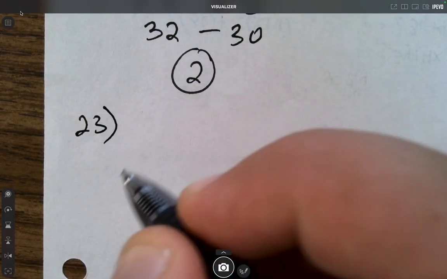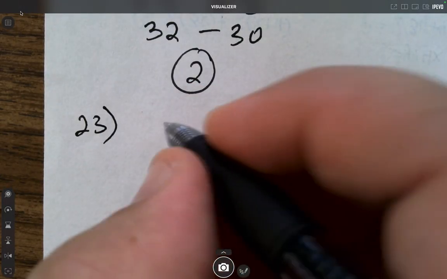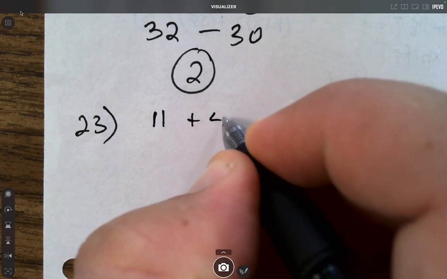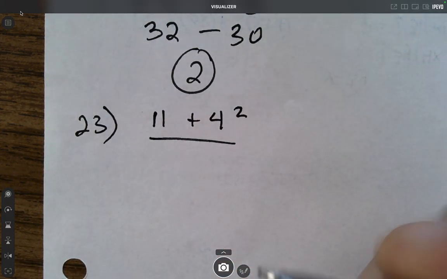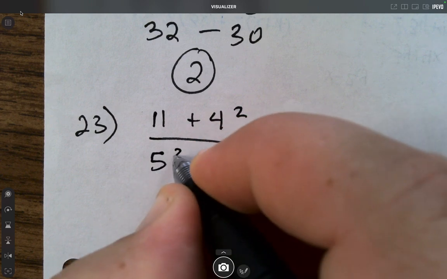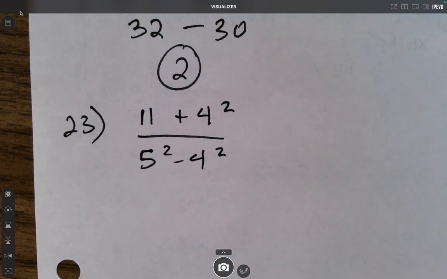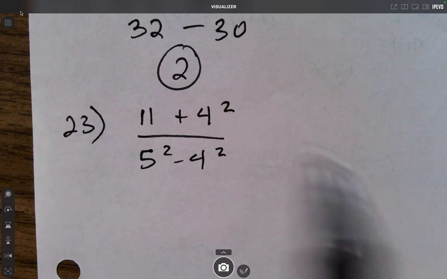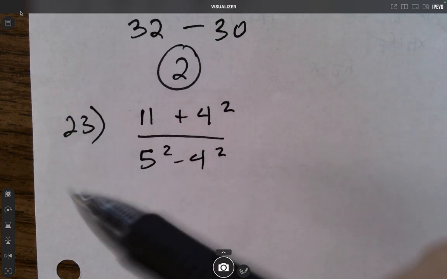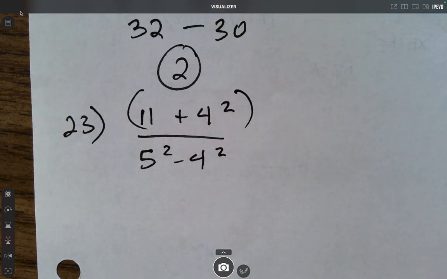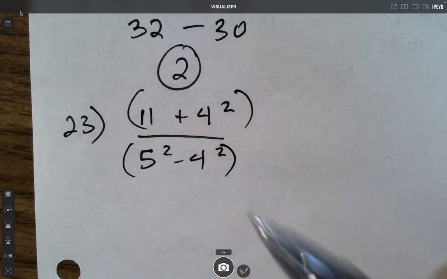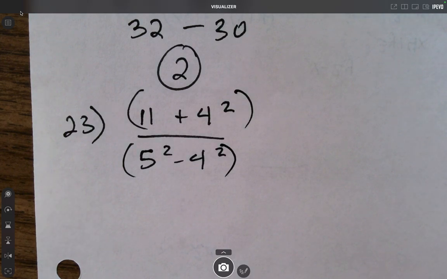$23. 11 plus 4 squared over 5 squared minus 4 squared. Okay, and as I told you, you need to treat the numerator of a fraction as its own parenthesis and the denominator as its own parenthesis. So we want to do everything separately in those two first, then we'll see if there's any division that's possible.